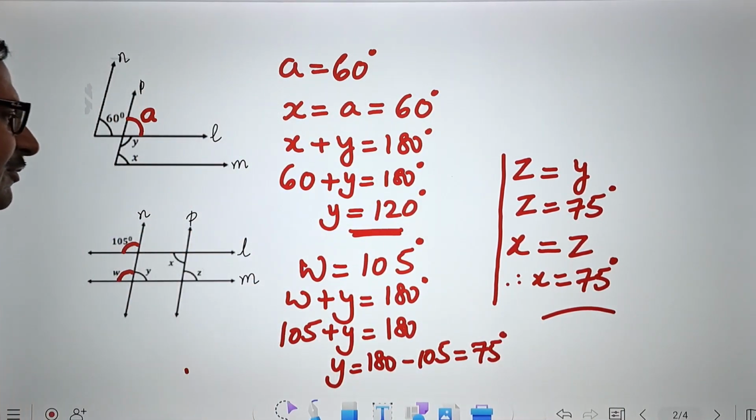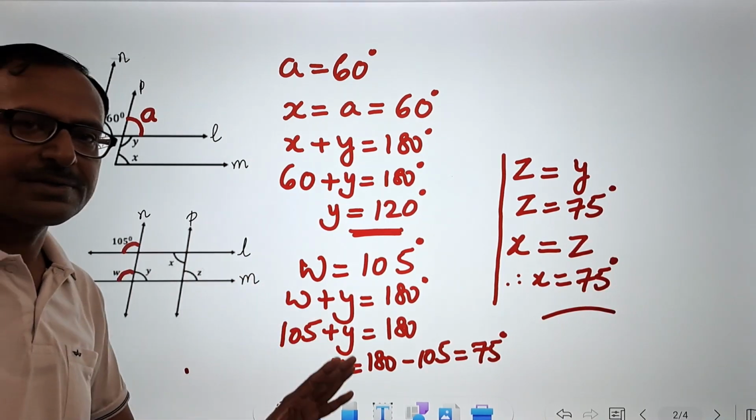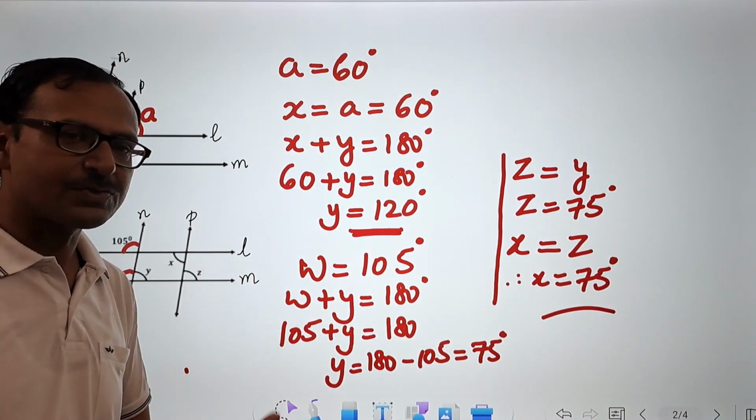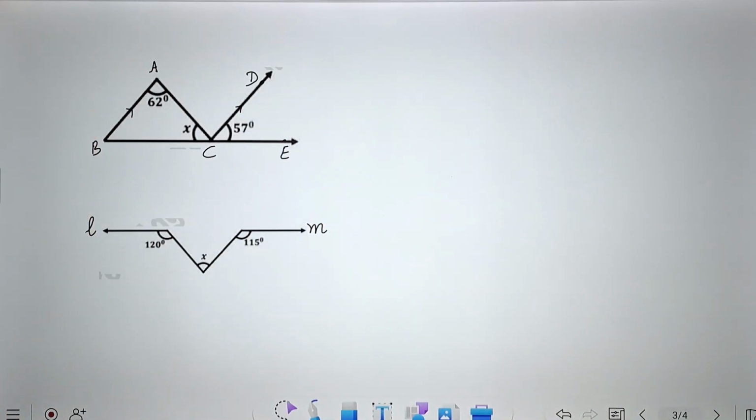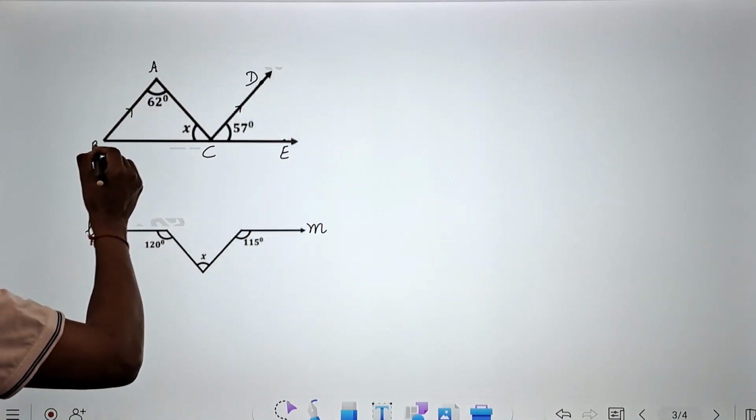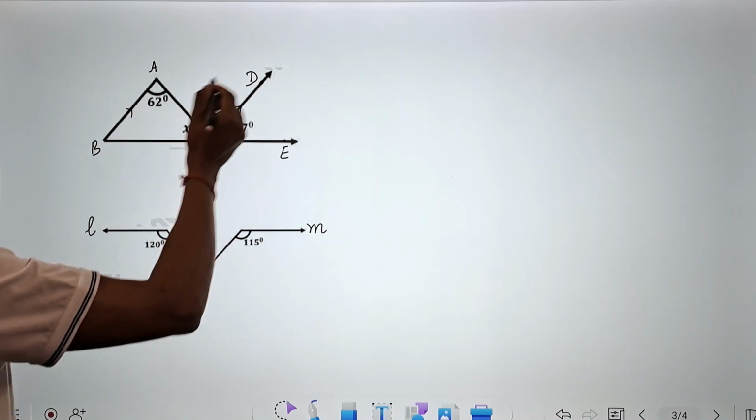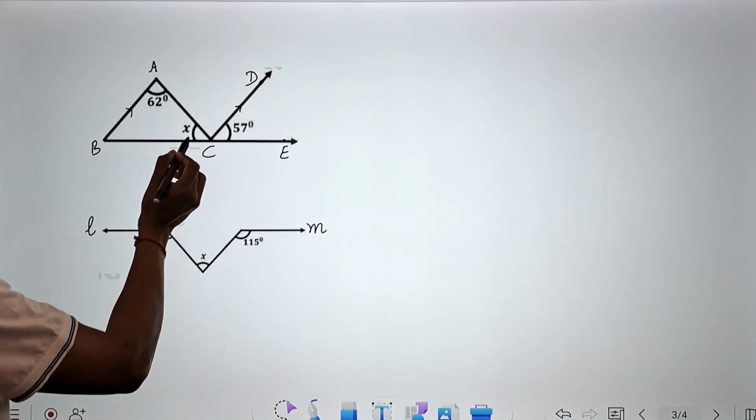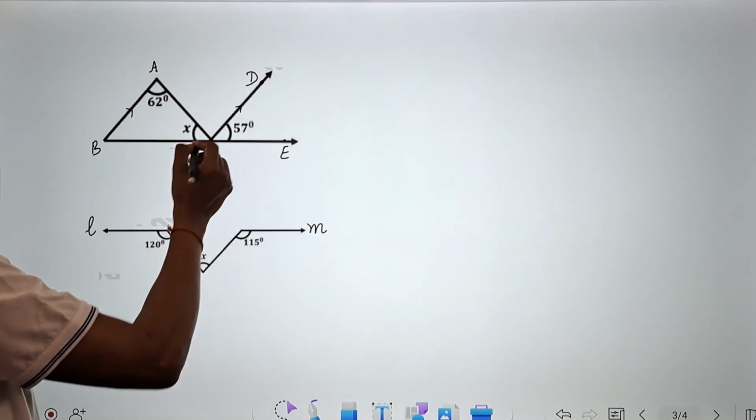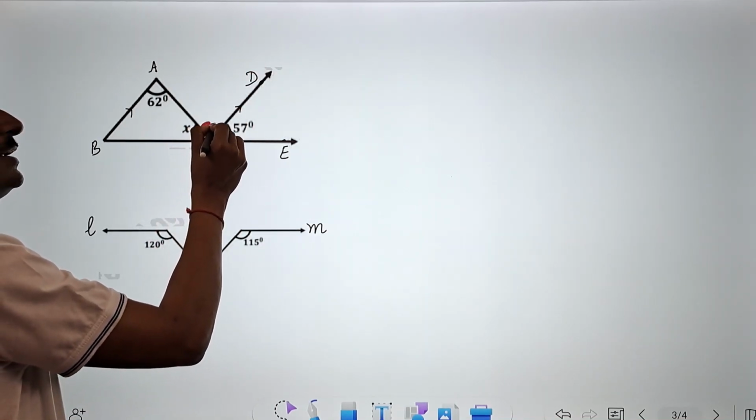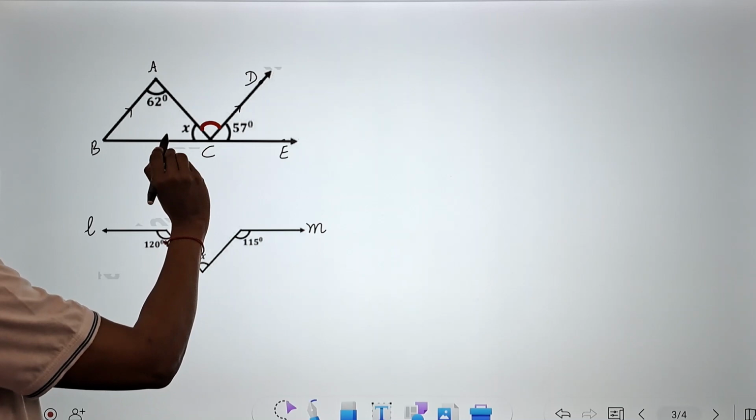So you can see we have found the four unknown angles using the properties of transversals. Let's see some more questions here. You can see in this figure AB and DC are given parallel, and we have to find this unknown angle. Why are these two lines given parallel? Because he wants you to find this angle, the one between x and 57.